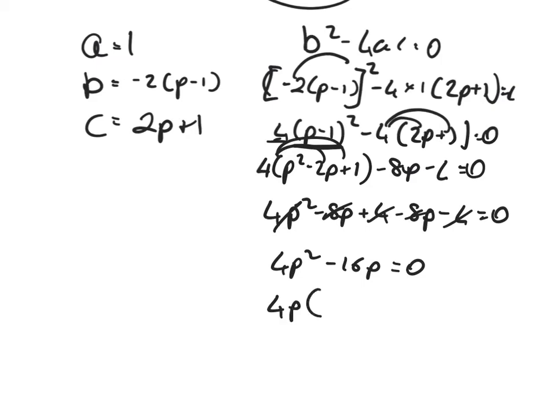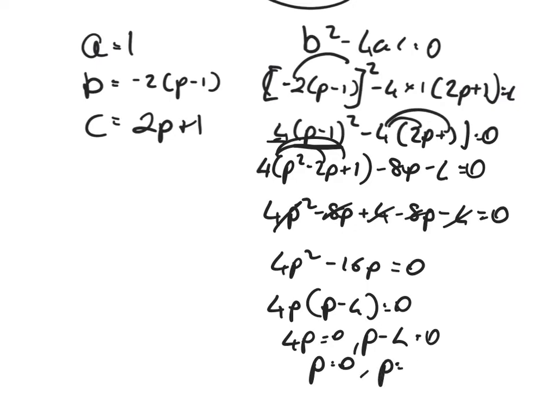Take a common factor, which is 4p, bracket p minus 4 is equal to 0. So now I've got 4p equals 0, or p minus 4 is equal to 0. So that's p equals 0, or p is equal to 4.